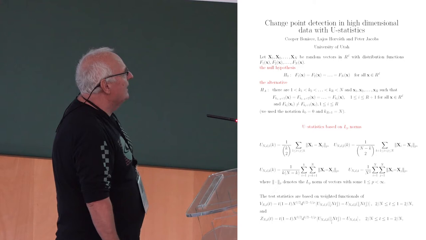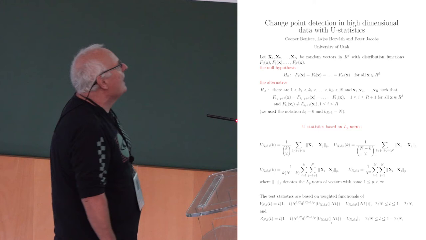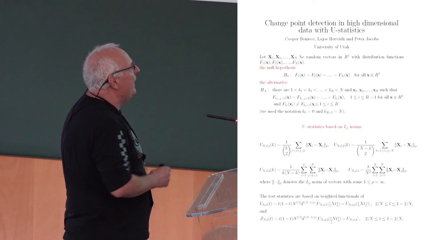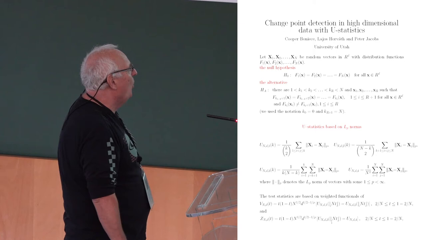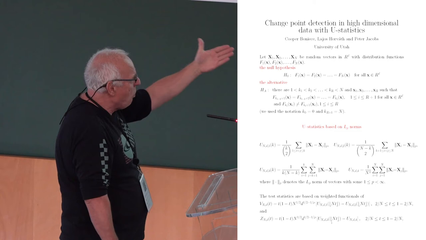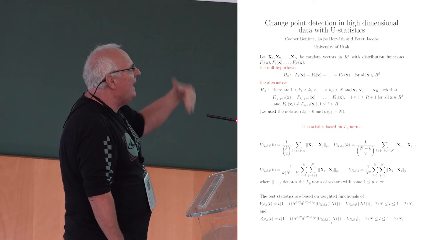There is an older version of that, and it says the following: when you cut the data into two parts at time K, you are using K observations from the first part and N minus K observations from the other part. You compute the distances between them, and this is compared when these distances are computed from the whole sample. We are looking at maximum type statistics, in a form like that written down there. Instead of K, we are using N times T.